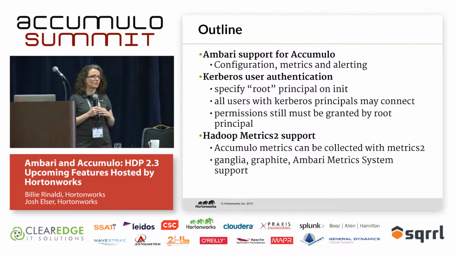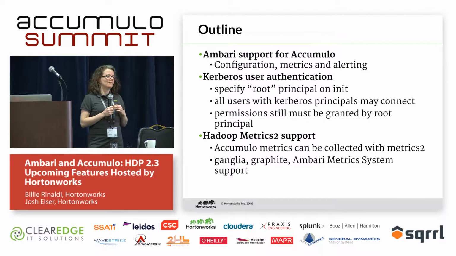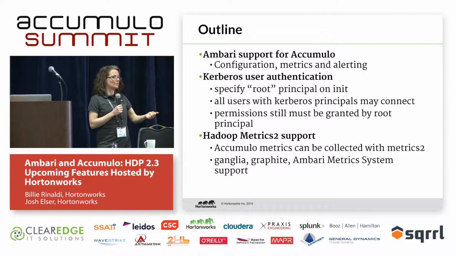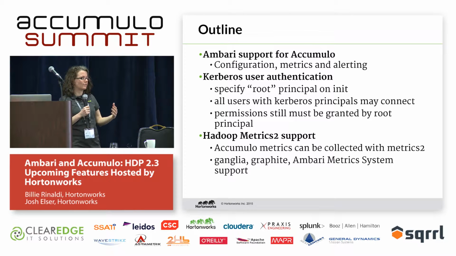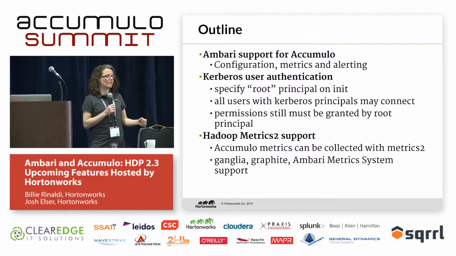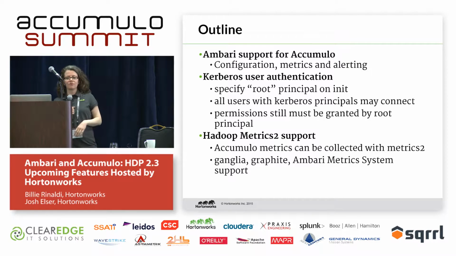We're also going to talk about Kerberos user authentication. Versions 1.5 and 1.6 of Accumulo supported Kerberos authentication for the server processes, but users logging into or connecting to Accumulo still needed to provide username and password authentication. So now we're able to do authentication with a Kerberos principal. No passwords are needed anymore, and instead of the root user, you provide a root principal that will have the same super user privileges as the standard Accumulo root user.